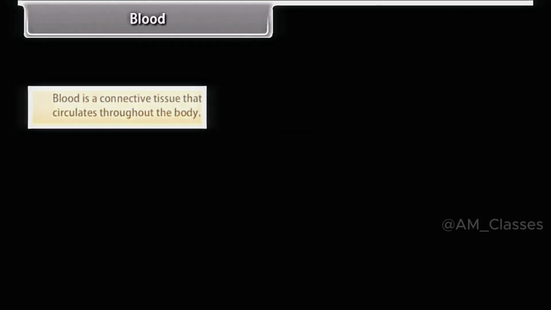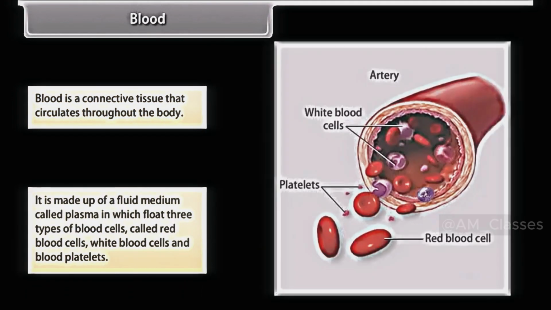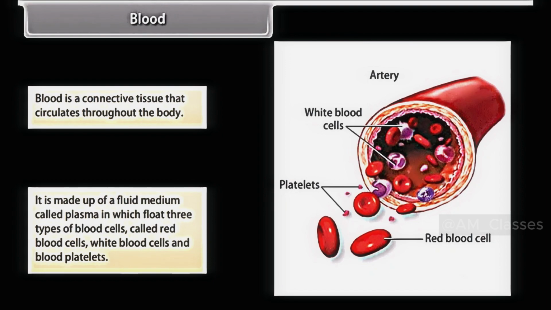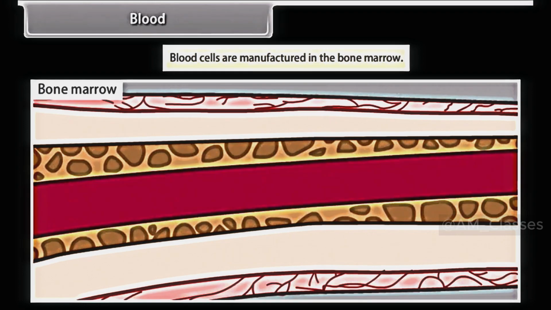Blood. Blood is a connective tissue that circulates throughout the body. It is made up of a fluid medium called plasma, in which float three types of blood cells, called red blood cells, white blood cells, and blood platelets. Blood cells are manufactured in the bone marrow.